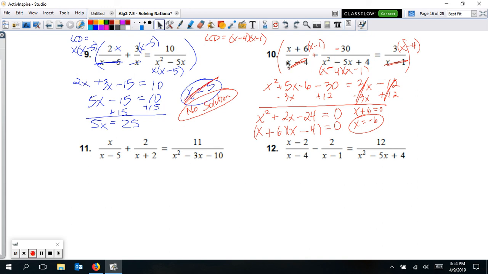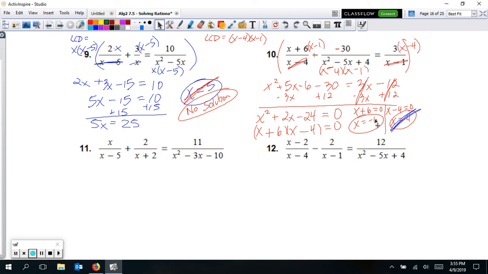Remember, our excluded values would be here. x can't be 4, x cannot be 1. So our next one here would be x minus 4. When we add 4, we do get x equals 4, so that's an excluded value. We're going to have to cross that one out. We can't keep that one.